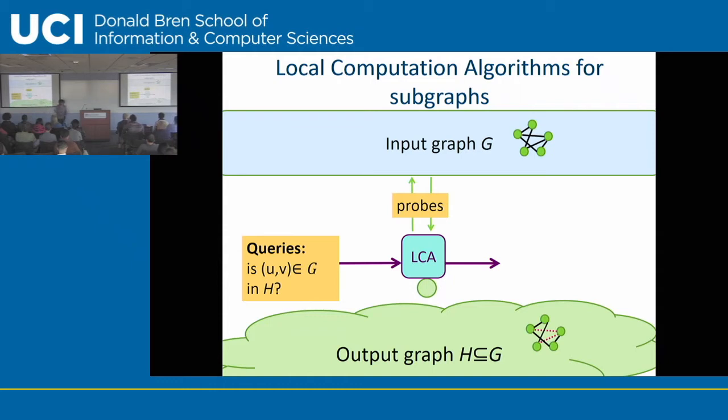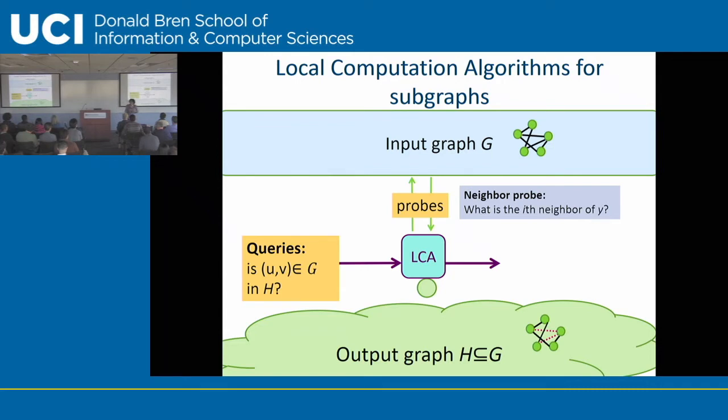And we're going to ask now, is the edge UV that is guaranteed to have been in the original graph G, is that still in this subgraph H? Okay? And I'm assuming the graph is represented by a data structure that allows the following kinds of normal queries that we learn in our algorithms classes.